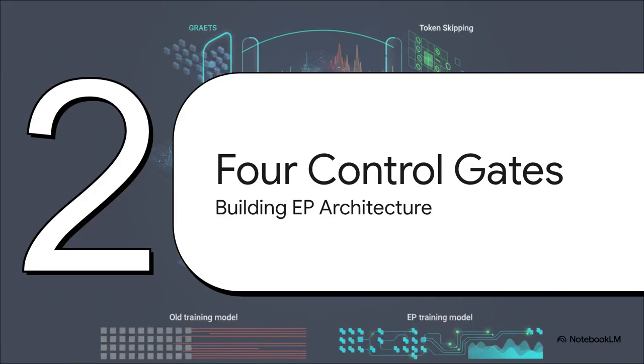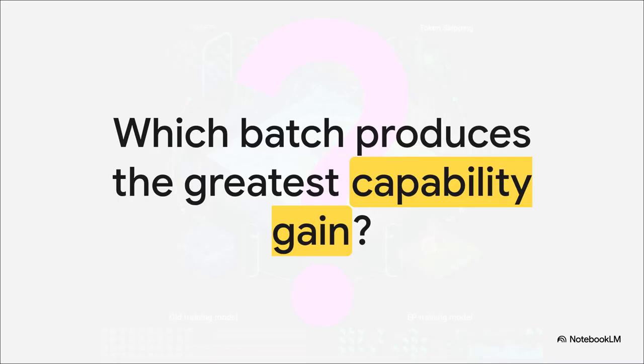Let's look at Section 3, 4 gates of control. Let's see how all of this theory actually builds into a real architecture using 4-dimensional control gates. Instead of a blind pipeline, EP uses this highly coordinated chain. At the very entrance, we have to stop and ask a really critical question: which batch of data is actually closest to the model's current cognitive boundary, and which one is going to give us the absolute highest capability gain per unit of compute?